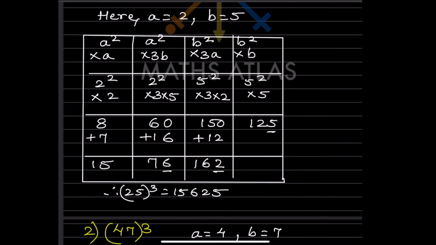So this is 76. Again you will just underline this one. Again this 7 will go in this place. So now this is going to be 15. So here we don't have any number, so the whole thing will keep as it is.